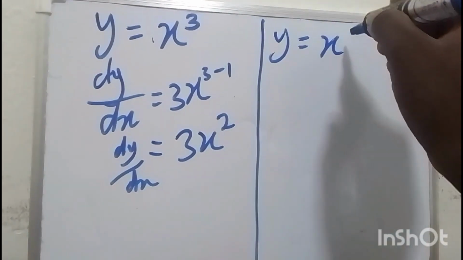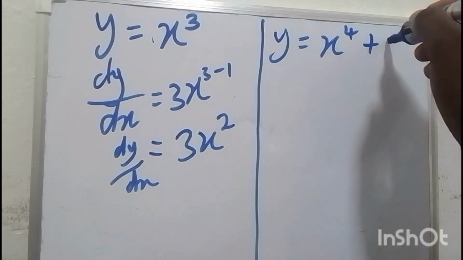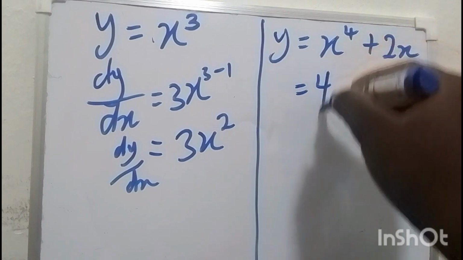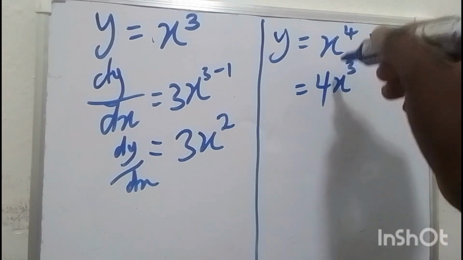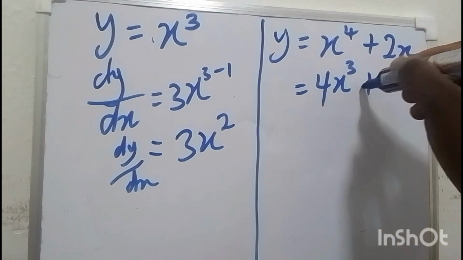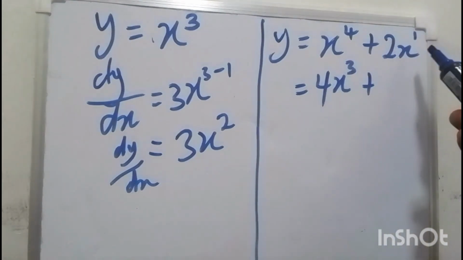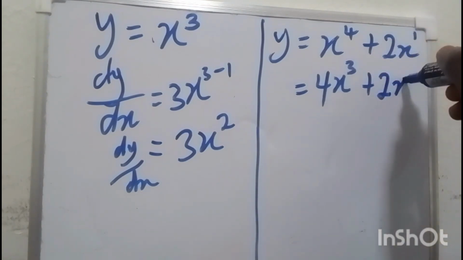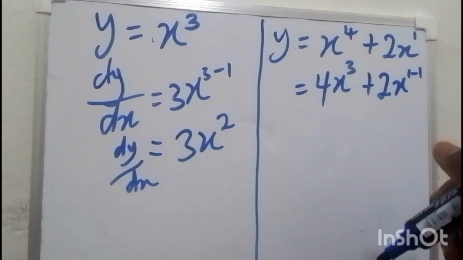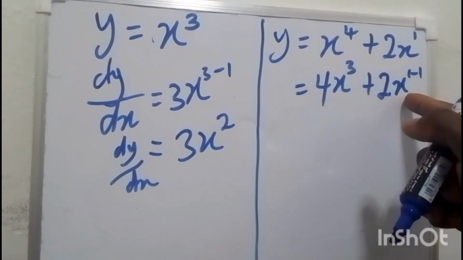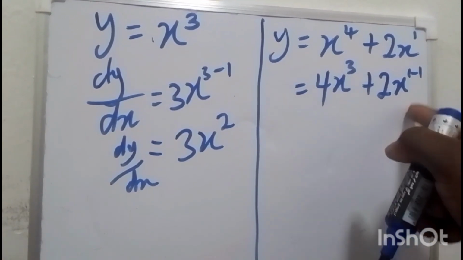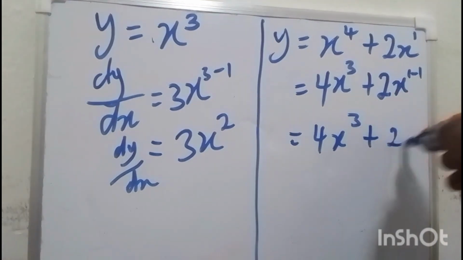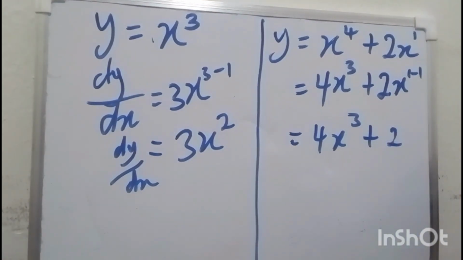y equals x power 4 plus 2x. Let's differentiate this. 4 multiply 1, which gives us 4, and 4 minus 1, which gives us 3. Okay, and we have this also because we want to differentiate with respect to x, power 1. So 1 multiply 2, which gives us 2, and we write the x power 1 minus 1, which equals 0. And we know that when x is power 0, it gives us 1. So 1 multiply 2, which gives us 2. So we have final answer 4x to power 3 plus 2. Okay, we'll do more examples.